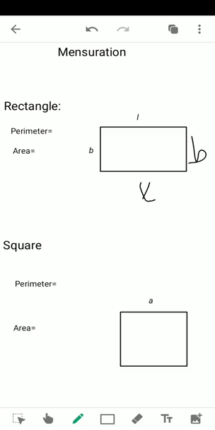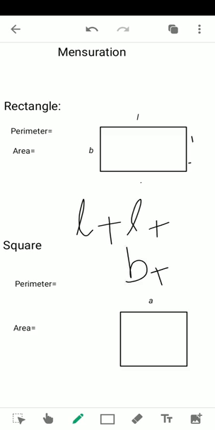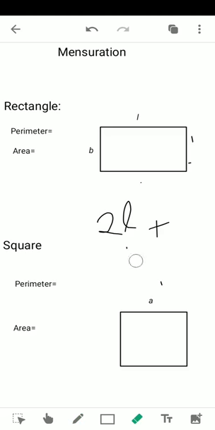So how can I calculate its border or perimeter? It is very easy. We just need to add all of this. If I add, I'll get L plus B plus L plus B. In other words, I can get this as L plus L, which will turn out to be 2L, and B plus B, I can write as 2B. So when I take out 2 outside, I will be left with 2 into L plus B. So this is how I can calculate the perimeter.